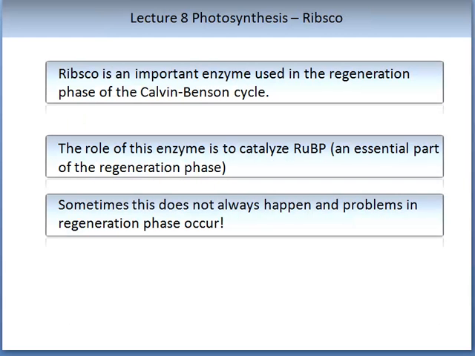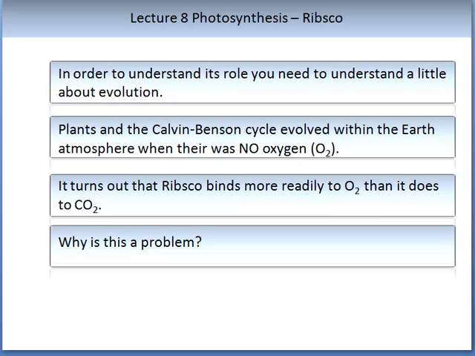So let us review for a moment. Rubisco is an important enzyme used in the regeneration of the Calvin-Benson cycle, and this was covered in part 1. The role of this enzyme is to catalyze RuBP. This is an essential part of the regeneration phase. Sometimes this does not always happen in plants, and there are problems in the regeneration phase. This problem with Rubisco is a very important problem in agriculture, and so we are going to spend a little bit of time trying to understand this.